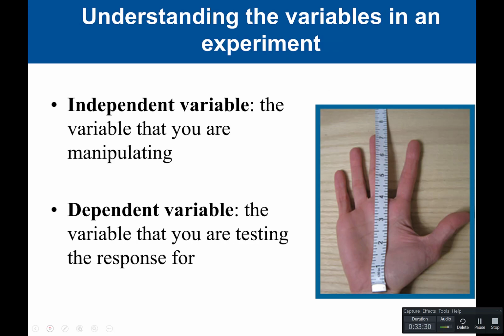So when we do an experiment, we have to understand the difference between the independent variable and the dependent variable. The independent variable is the variable that you are manipulating. The dependent variable is the variable that you're testing the response for. So let me walk you through an example so that you can see what I mean by this, because those two definitions can be a little bit tricky.